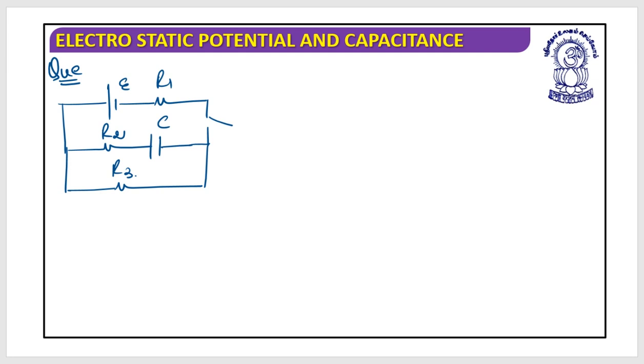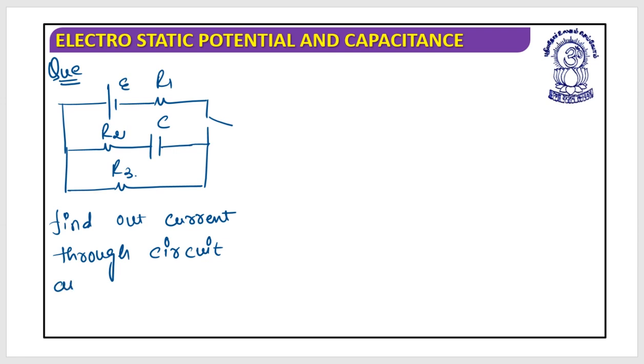So what they want to find out is the current through the circuit, first at t equals 0, and second at t equals infinite. Find out the current through the circuit first at t equals 0 and second at t equals infinite. You need to find this. So how can you do this? How can it be done?